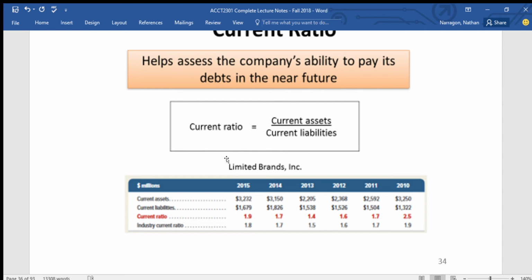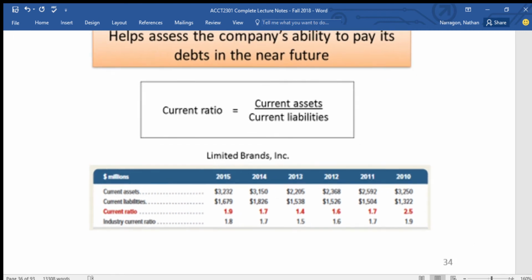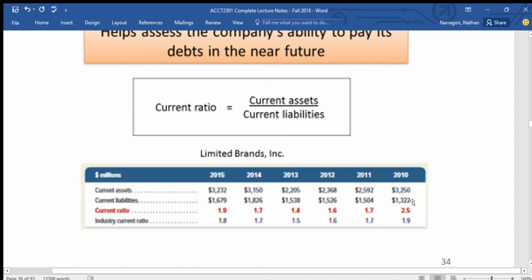As you can see with our example with Limited Brands, we take their current assets, divide by current liabilities. Notice that in 2010, they were really good. Probably had a lot more cash than liabilities. And so it was about 2.5, which is good. Then it goes to 1.7, 1.6. And notice again, they're following kind of along the industry current ratio average this time around, and that's pretty good. That means that they're right on target.